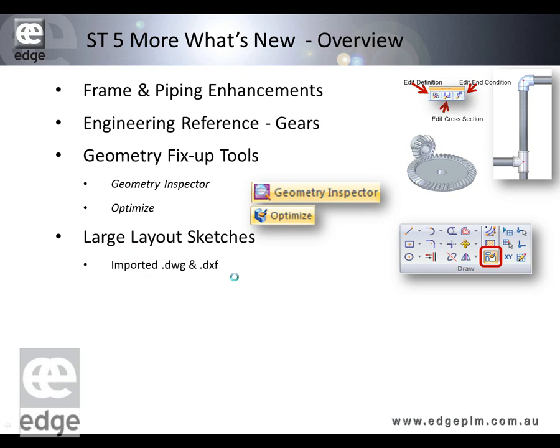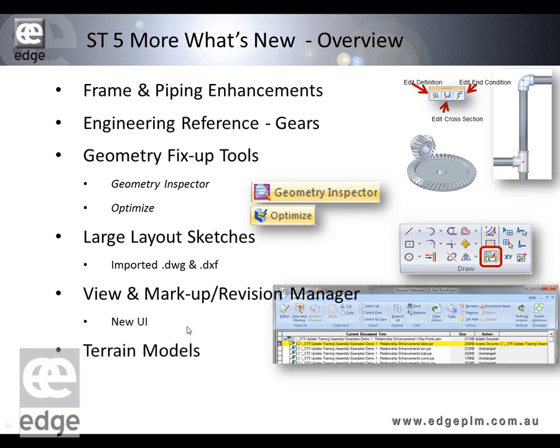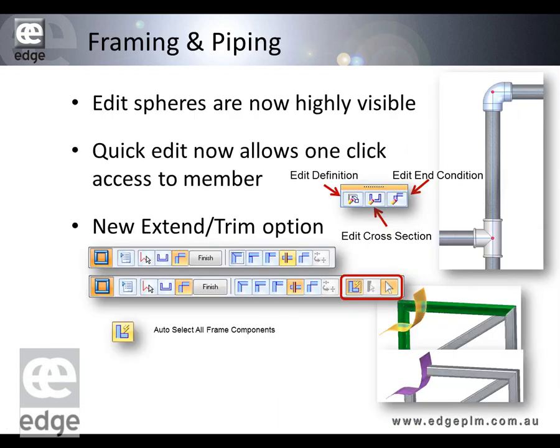The other area we're looking at is large layout sketches. These are imported DWG DXF drawings that can become very unwieldy, very large ones. We've got some tools to clean those up. There's a new user interface for View and Markup and Revision Manager. And a new feature for ST5 is the ability to import very large terrain models. Some of these can be very large indeed. And then finally I'll just have a quick talk about the Solid Edge mobile viewer that's available with ST5.